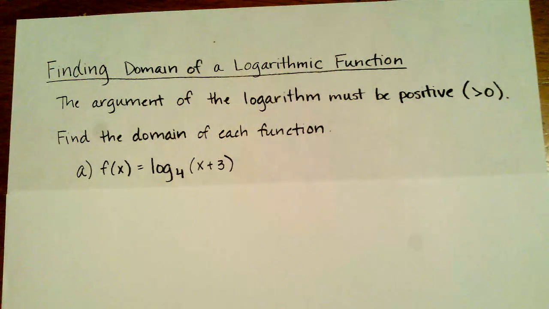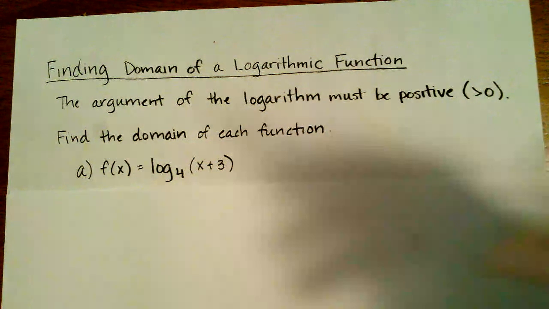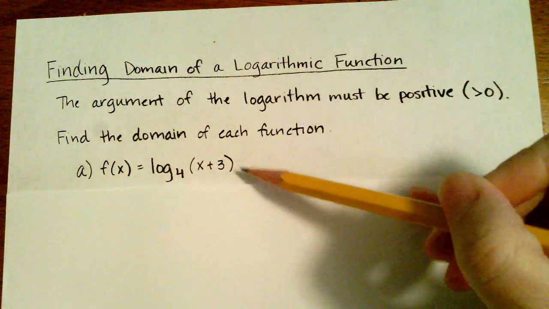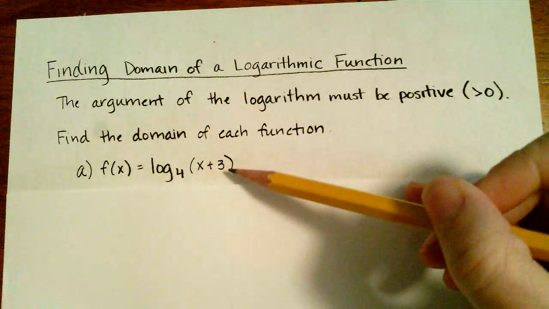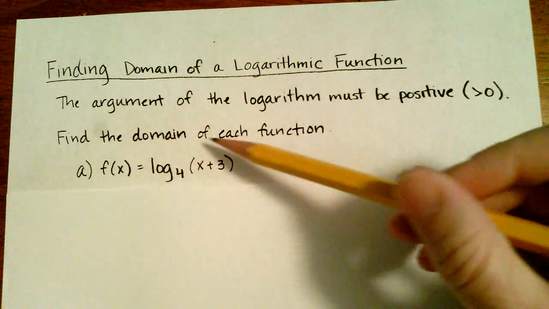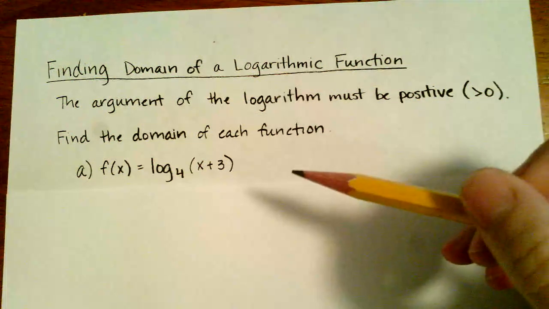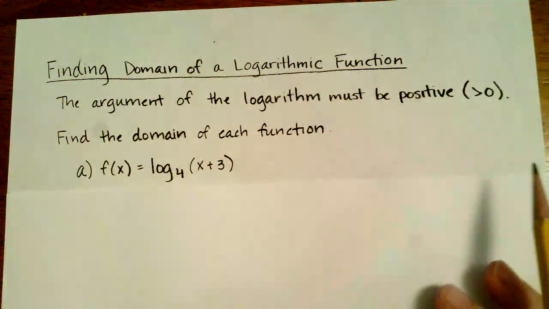So my first function is a. My example is a, so f of x equals log base 4 of x plus 3. So my argument here is everything in the parentheses, okay? So my argument here is x plus 3. And I need that argument, I need that input to be positive because that's in the definition of a logarithmic function, okay? The argument must be positive.